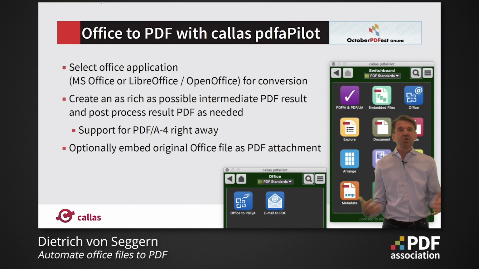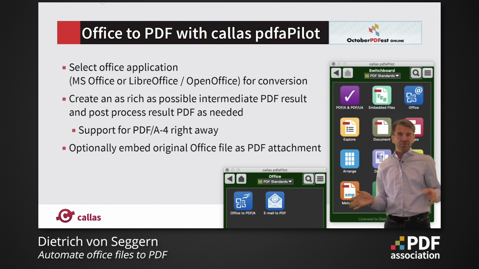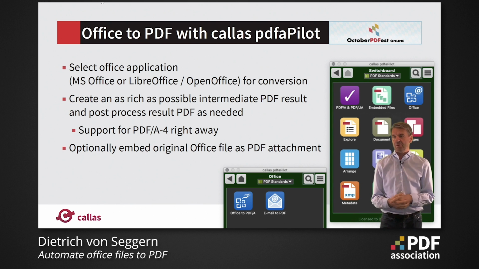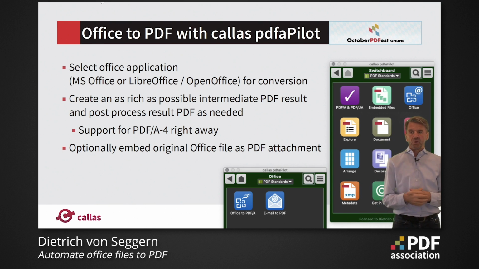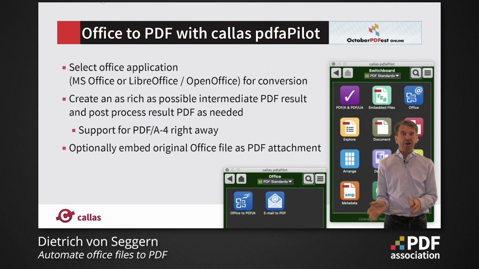So I just briefly want to go over all the parameters of this application so that you get some feeling about what you can control from the outside when it comes to Office to PDF or PDF/A conversion. So what you can do is you can select the application. So you can say, I want to use Microsoft Office, of course only on Windows, or LibreOffice. And what pdfaPilot does, it creates an as rich as possible intermediate PDF result and then takes that result and changes it on the PDF side, because there we have more control about what's going on.